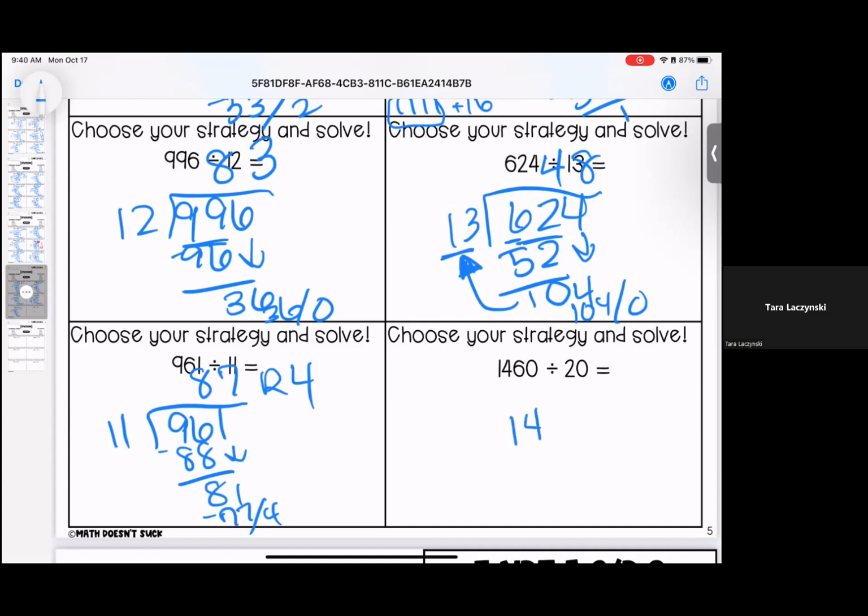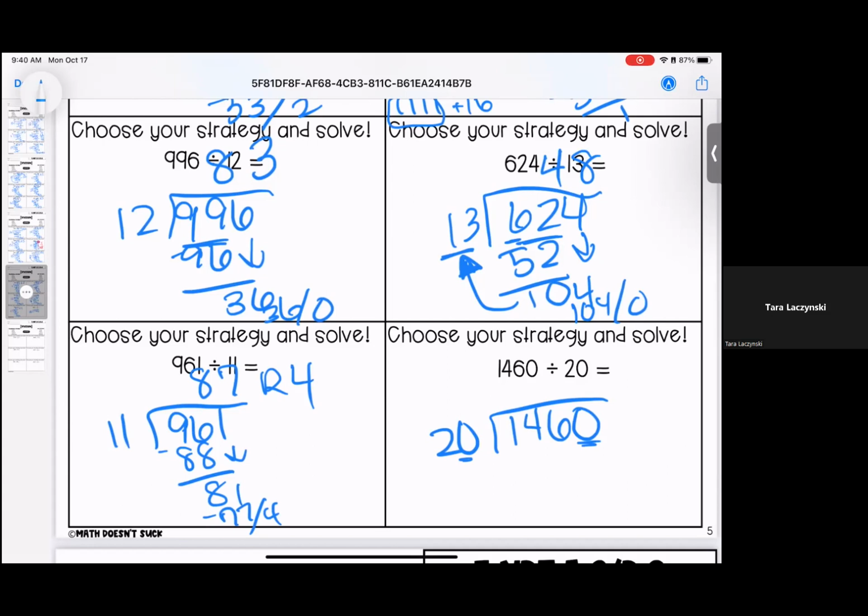Last one for page number 4, we're dividing by 20. This one again is going to go in nice and evenly. I might notice that this ends with a 0, and that kind of gives me a clue that there's a big possibility that this is going to go in evenly. Even if I was not sure, it's something that I could look out for.